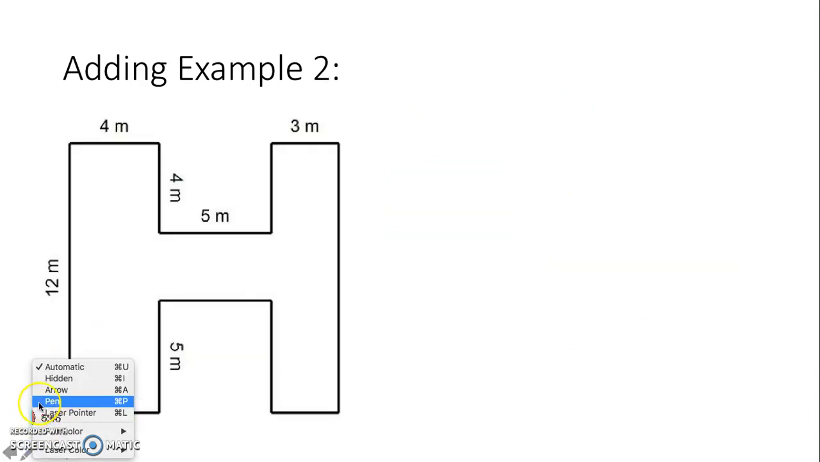Alright, let's do another one. This one, now we have the letter H. And we can cut this up into different shapes, just like we did before, and find the area. So we're finding the area. Let's cut it up into shapes that we know. Step 1. I see some rectangles here. I see a rectangle here in the middle, and I see a rectangle here. So you have 3 different size rectangles.